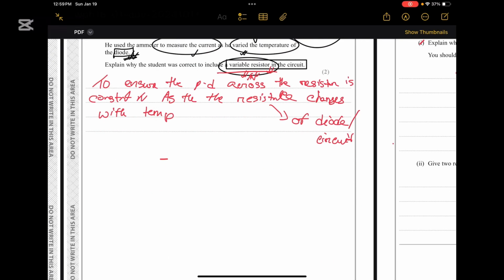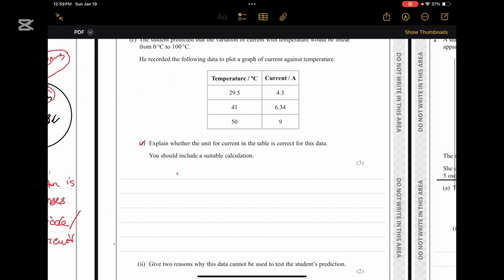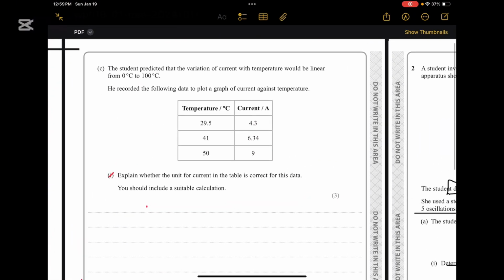So now let's move forward to the next part. What they have said is, the student predicted the variation of current with temperature would be linear from 0 to 100 degrees Celsius. He recorded the following data to plot a graph against temperature. They have asked us whether the unit for current in the table is correct for the data.